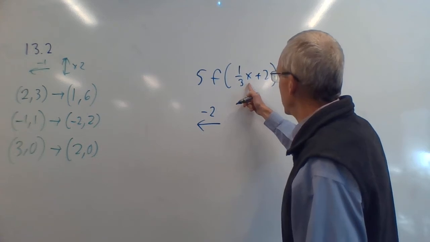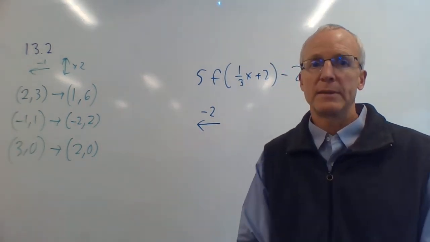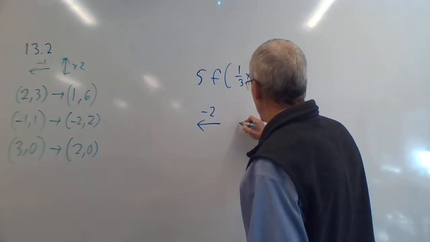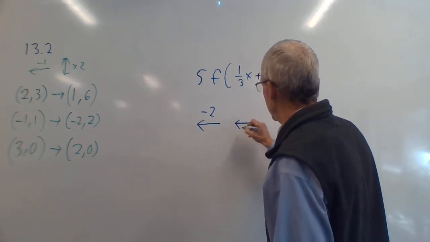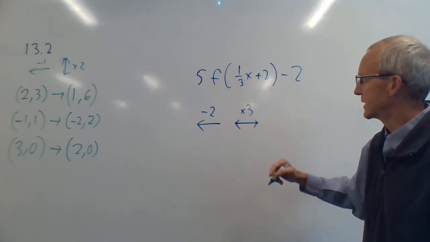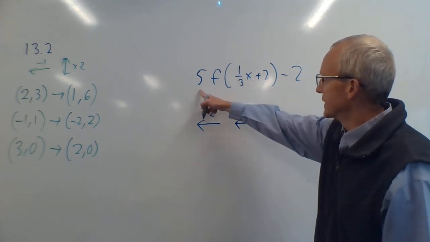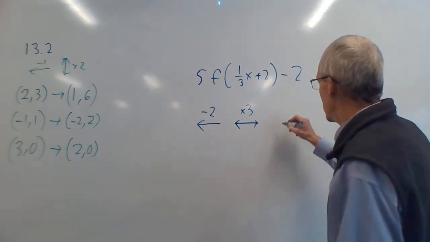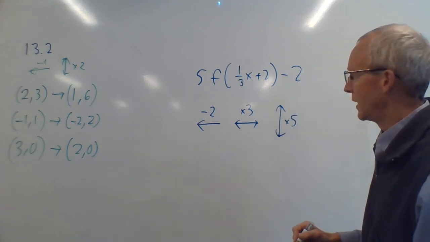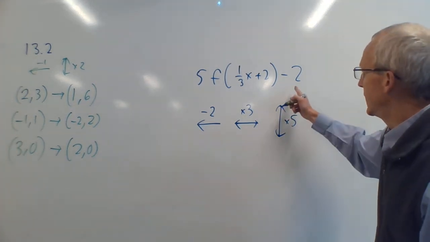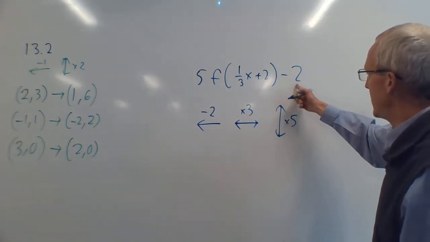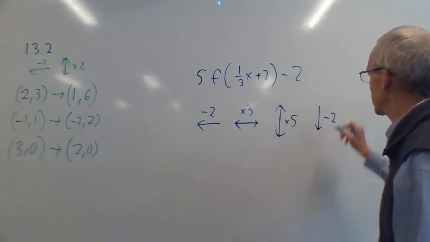Then, if we're dividing by 3, that makes it 3 times bigger, right? It's always opposite. Instead of 1/3 being smaller, it's 3 times bigger. So we dilate it. We make it bigger in the x direction times 3. Then in the y direction, we multiply it by 5, so it gets 5 times bigger. And then we take away 2. Again, in the y direction, it makes sense. If we shift it 2 down, that means we subtract 2 from it.